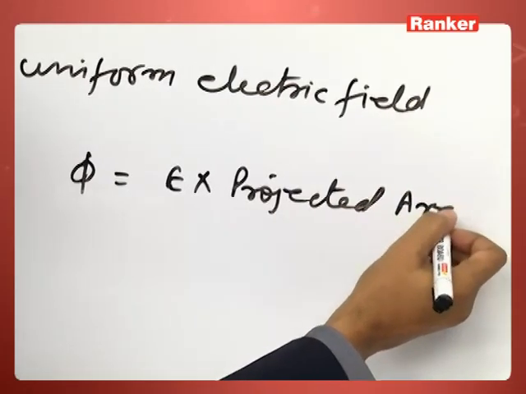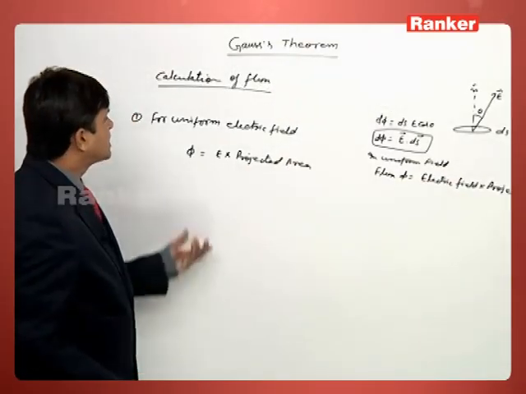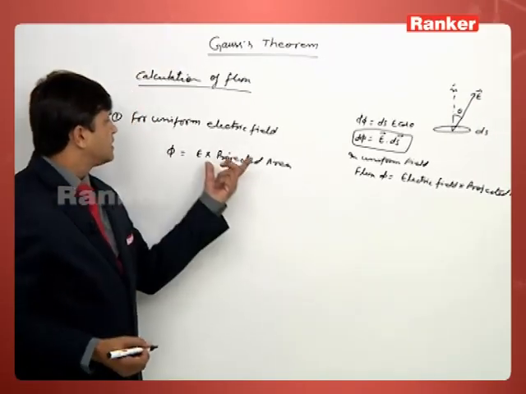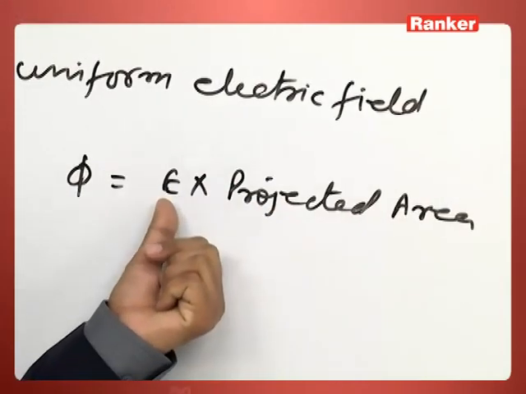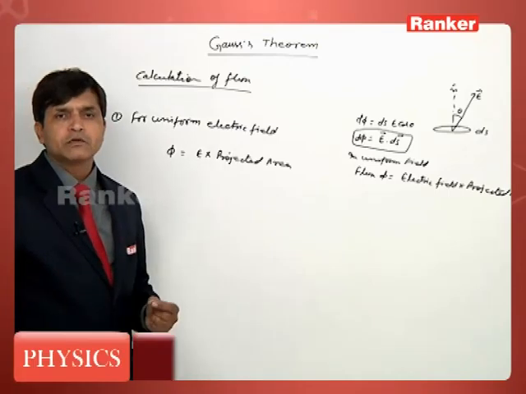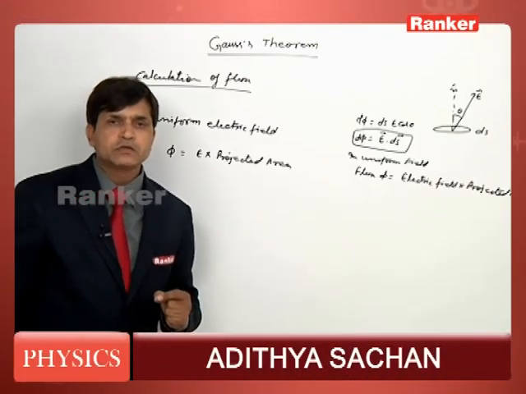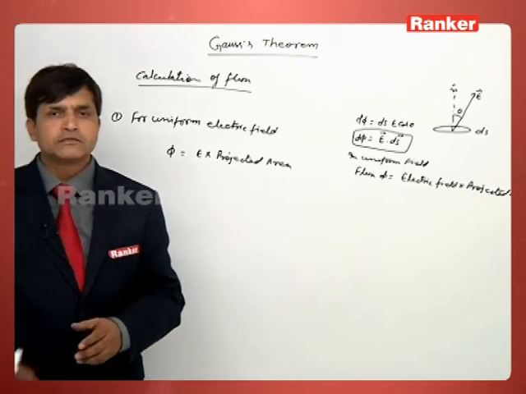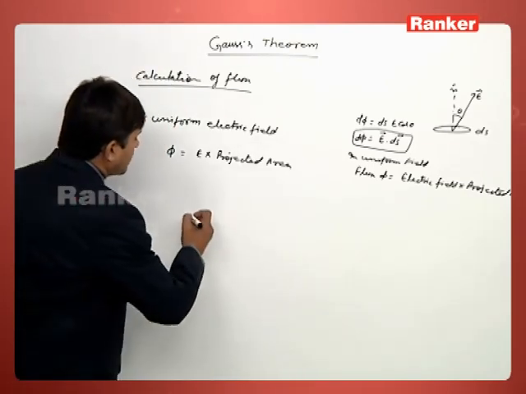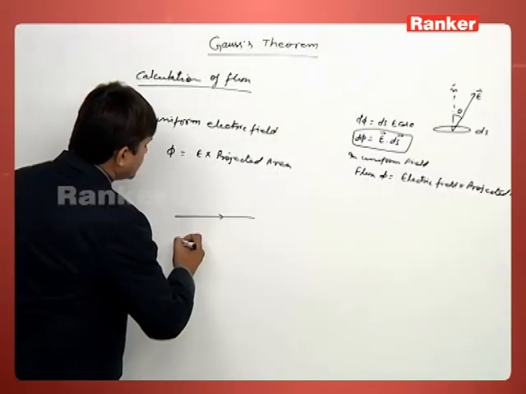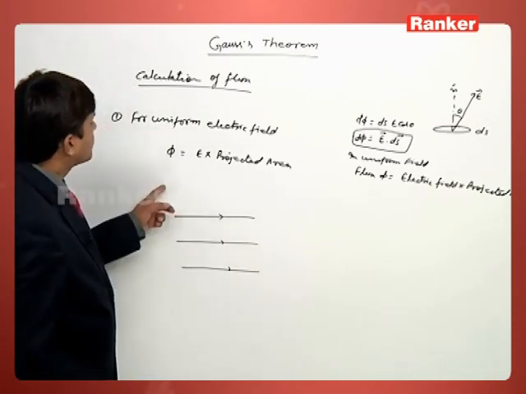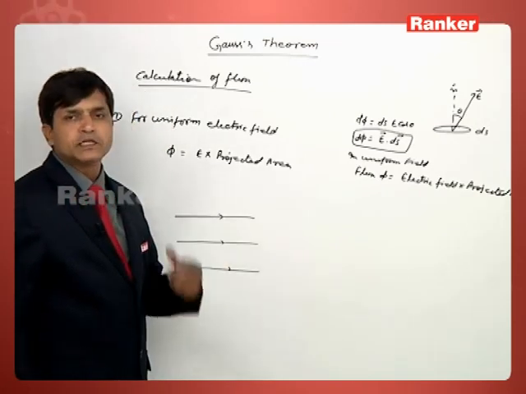So first of all, what is the meaning of projected area? When we are talking about the electric field and projected area, here the electric field is uniform. Uniform electric field means the lines of force due to this field will be equidistant as well as parallel to each other. So this is your electric field which is uniform, and we want to find the flux through any particular area.